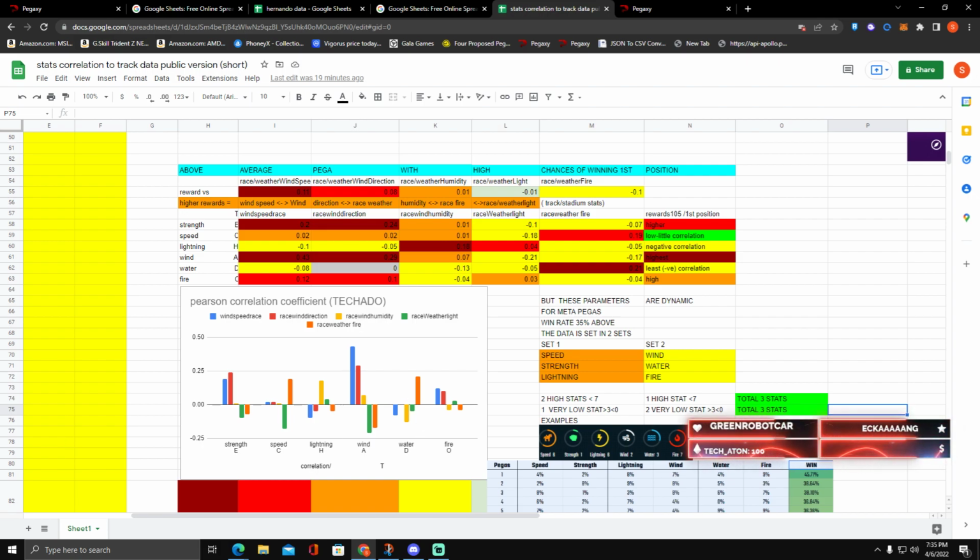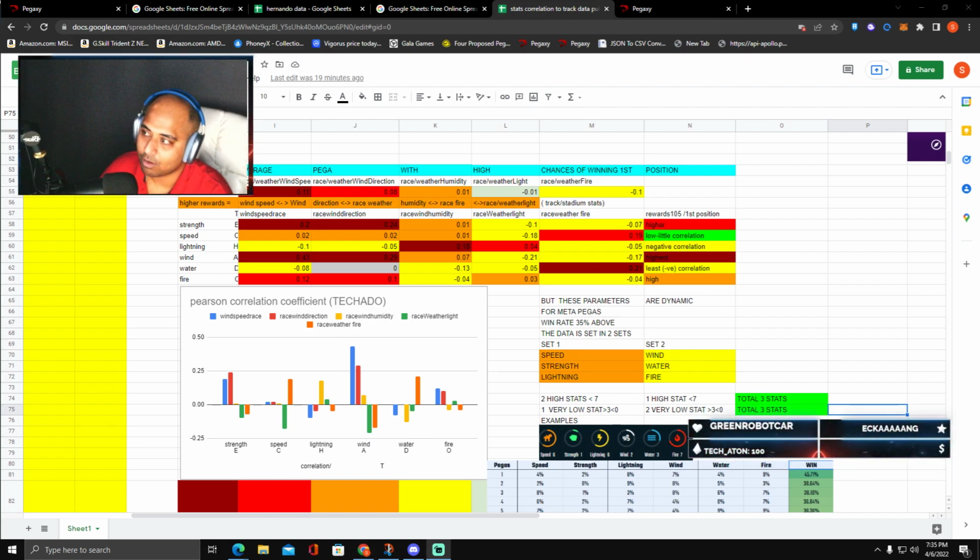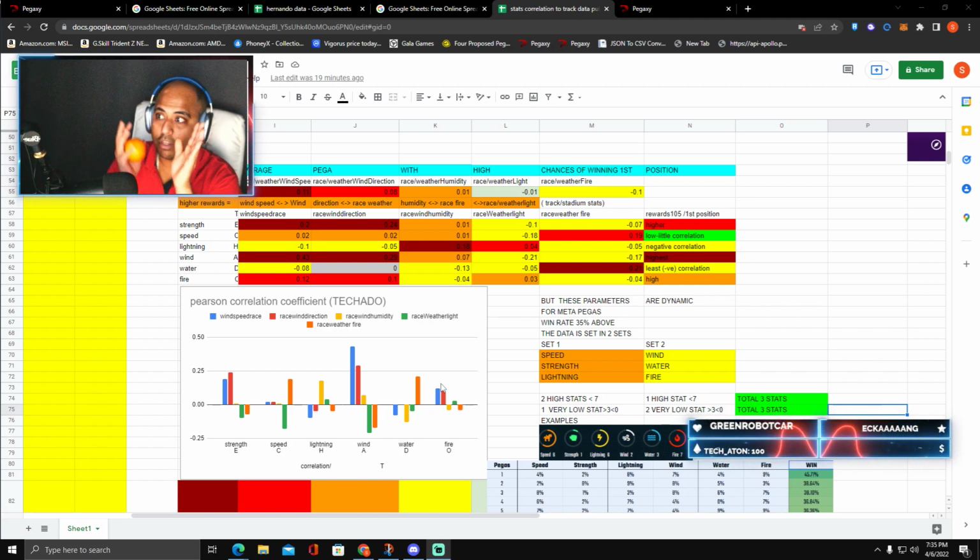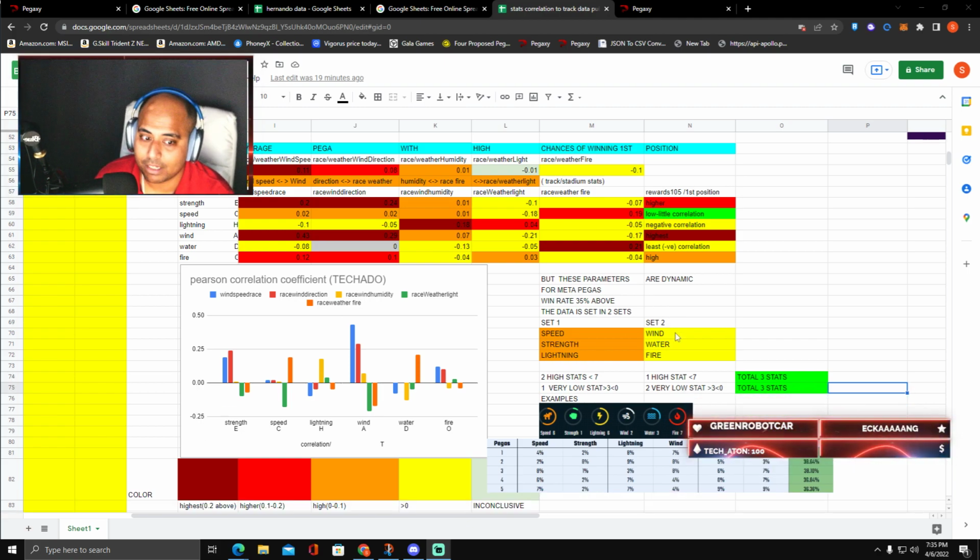wind. But here's a problem. Everybody's thinking, okay, so I should get something with high stats. As a matter of fact, it's correlation. What does correlation mean? Correlation means that if you are picking up anything with the highest strength, highest wind, or highest fire, you have to subsequently pick up something that has the lowest speed, the lowest lightning, the lowest fire. So you have to pick up something that is on the opposite end of the spectrums. Why? Because that's what's going to denote whether your Pegas are META or not.